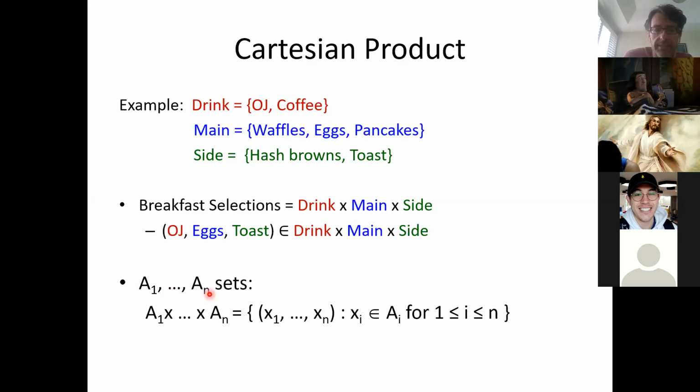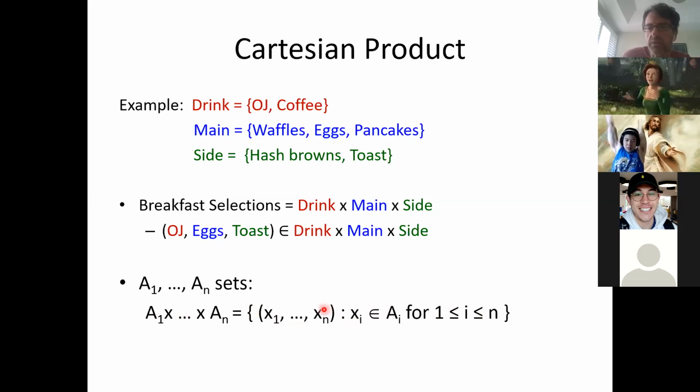If the Ai are sets, then a cross product of these n sets is a set of sequences of the form x1, x2, ..., xn, such that xi is a member of set Ai, and that has to hold for i ranging from 1 to n. So for example, x1 must be a member of A1, x2 a member of A2, etc. This is a generalization of the formula we already have.